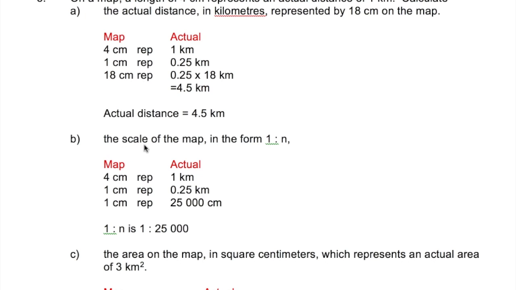Next, we need to write the scale in the form of 1:n. Since we are given that 4 cm represents 1 km, we must first get it into 1 cm representing 1 divided by 4, which is 0.25 km. Then we convert everything to cm by taking 0.25 multiplied by 100,000. Therefore, dropping the cm, we will get the required answer.